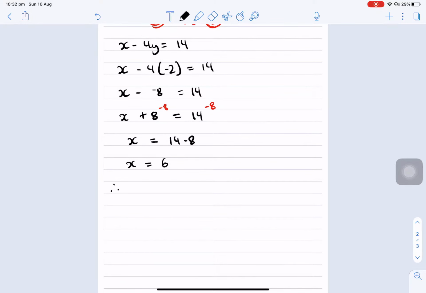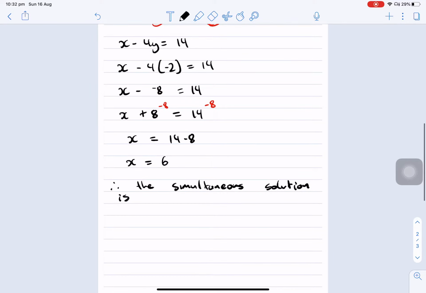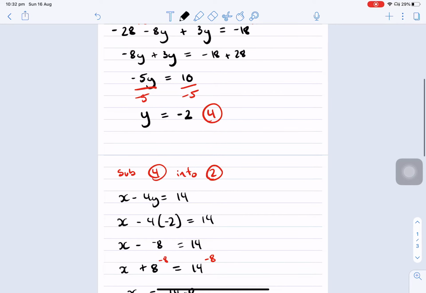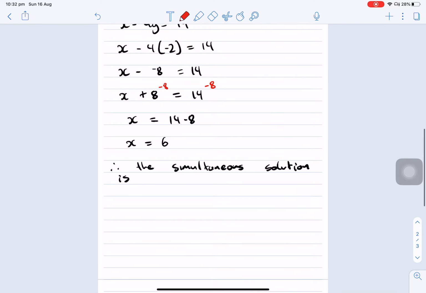So therefore, the simultaneous solution is my y value, which we found up here for equation 4, and my x value, which we found here, and call that equation 5 if you like. And the simultaneous solution is x equals 6, y equals negative 2.